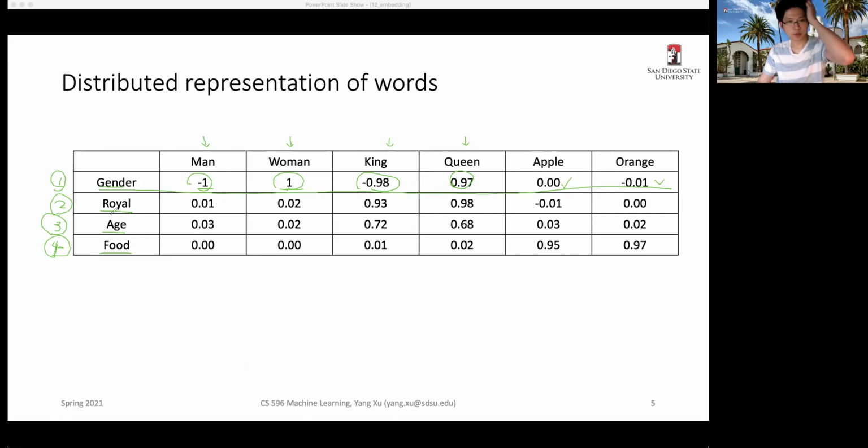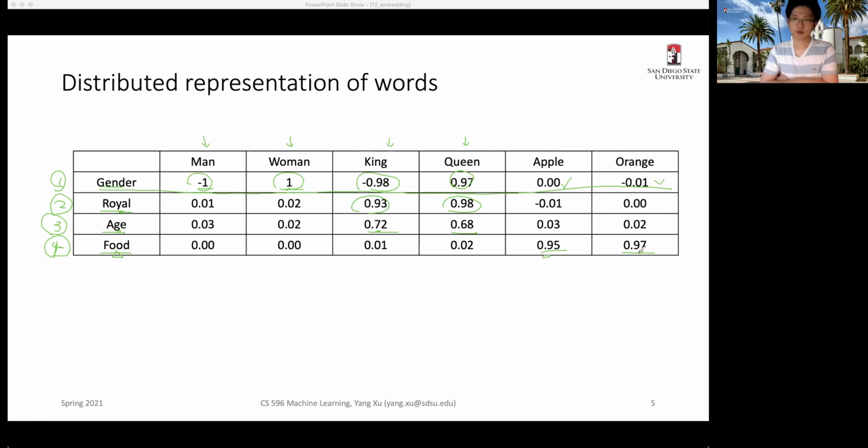And for the royal feature, this feature is particularly important for the king and queen, right? And for the age, king and queen may probably have some information with age encoded. And for the food feature, only apple and orange have values that are non-zero, okay?